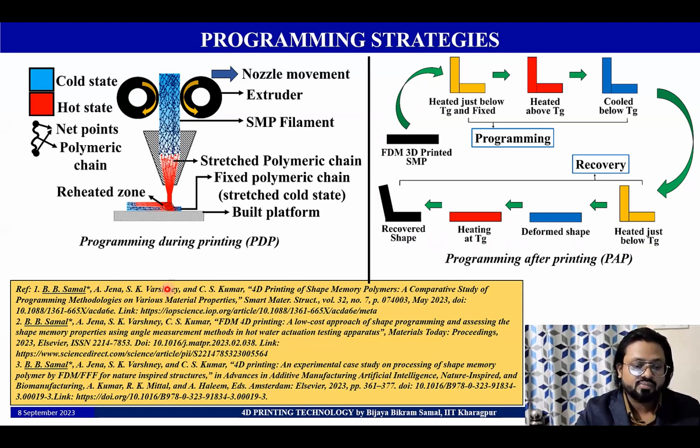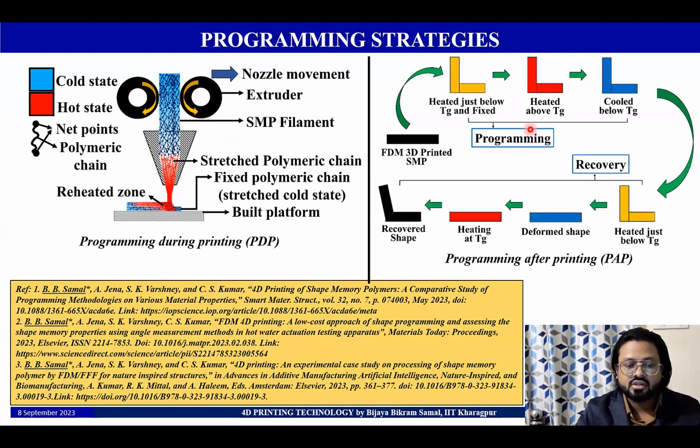Programming during printing involves the FDM 3D printing process itself. But how does the process work? First of all we have the shape memory polymer which is fed into the extruder, which heats the polymer to around its melting temperature. So the polymer heating which was done in the second step is also getting done here. Apart from that, the material that flows from the nozzle gets deposited onto the print bed. So that fixing part is also getting done here. That fixing can also be controlled by controlling the CAD model.